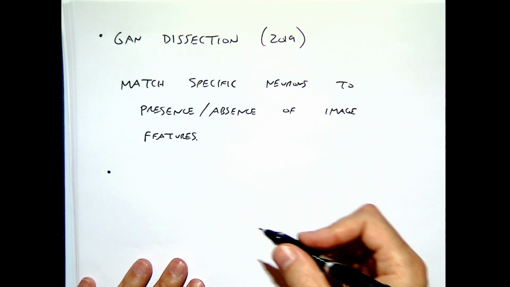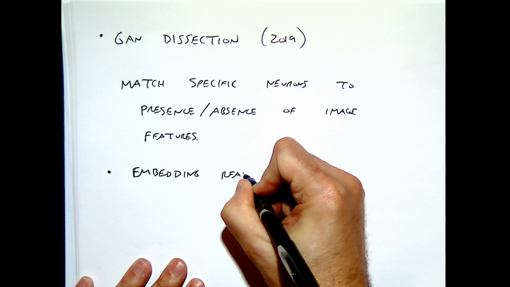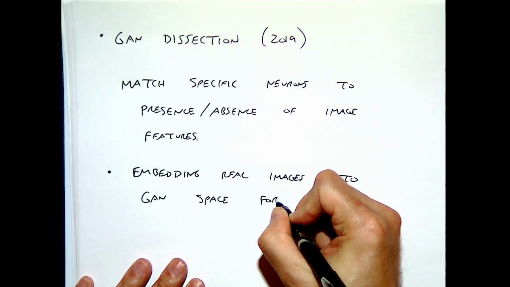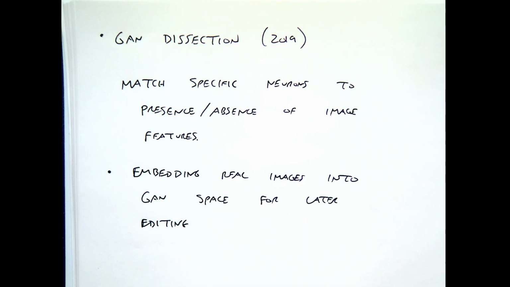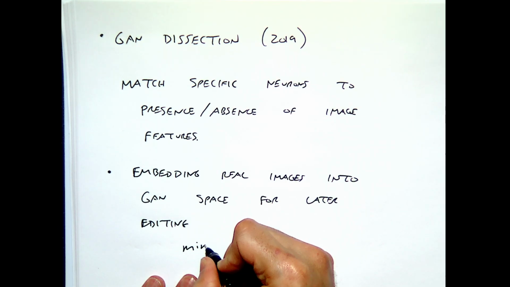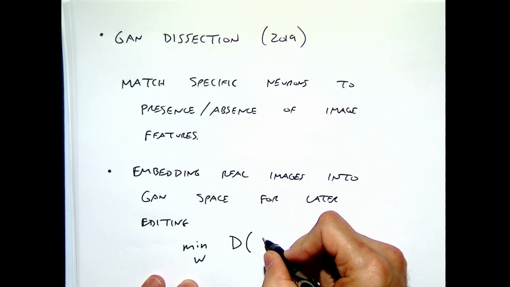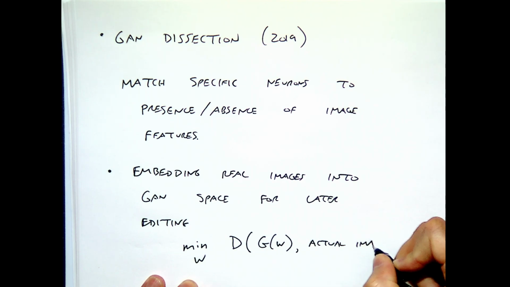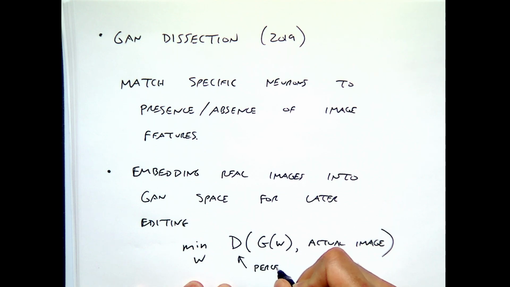And so the final area of research is basically embedding real images into the GAN space for later editing. So for example, if I'm thinking about StyleGAN, I want to find, over all the possible W values, some sort of a perceptual distance between the image the GAN generates from this value and my actual image. So this is the best that the GAN can do, and this is the picture that I put in. And this is basically some sort of a perceptual loss.